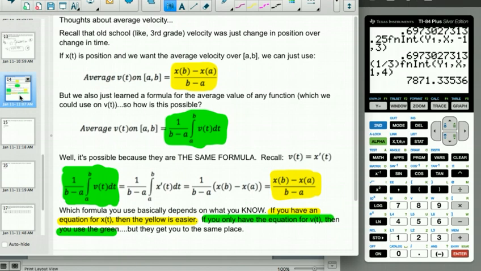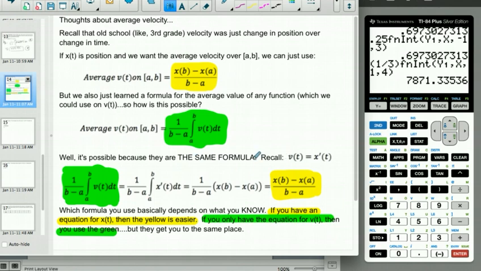But we also just learned a formula for the average value of any function, which would also include v of t, which is 1 over b minus a times the integral from a to b of the function. How are they the same thing, the thing in yellow and the thing in green? The reason it's possible to have these two different things is because they're actually not different. They're the same exact formula.